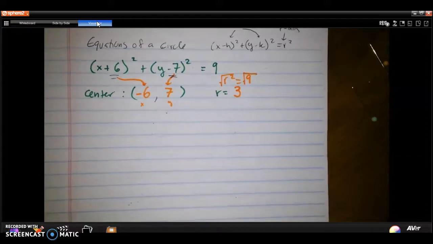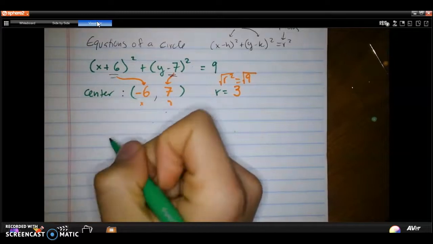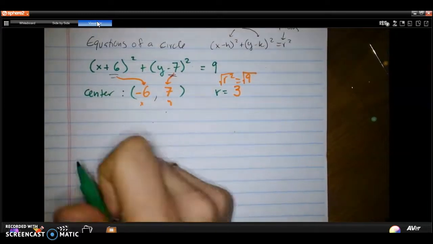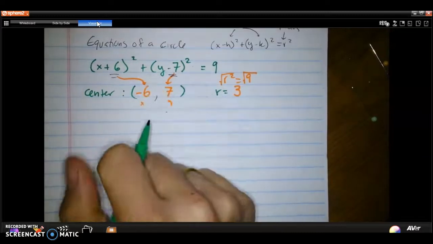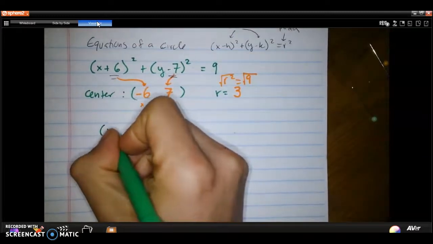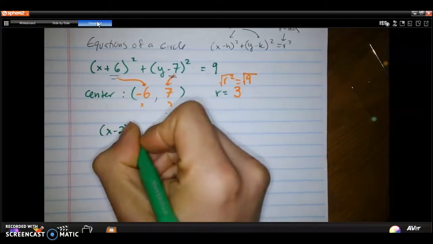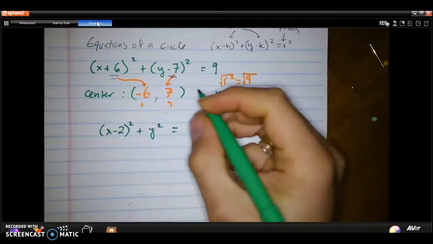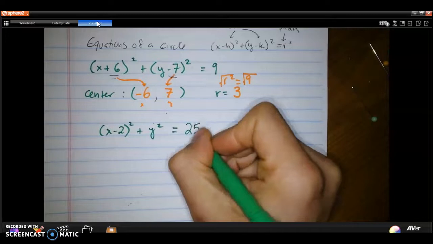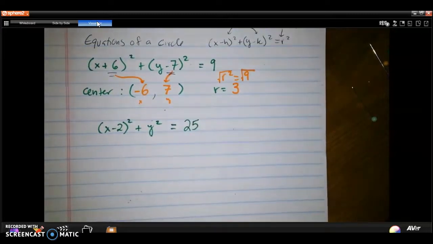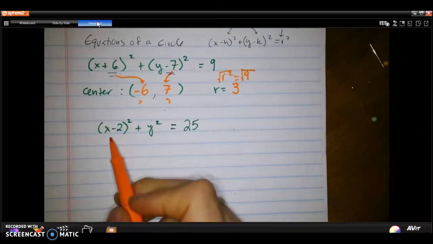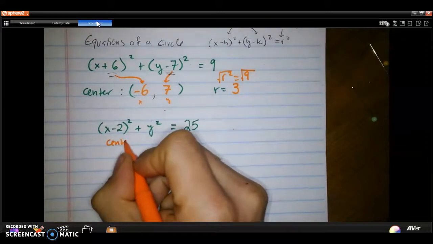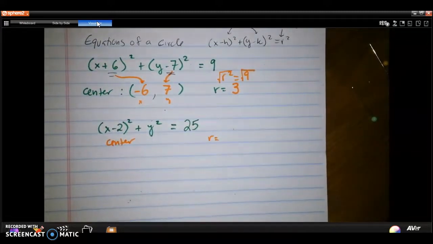For this one, I'm going to write out the equation. I want you to tell me what the center and the radius are going to be. I want you to pause the video after the equation's done and try it yourselves. So we have (x minus 2) squared plus y squared equals 25. Let's write out our center and our radius. Pause the video and give it a shot for me.